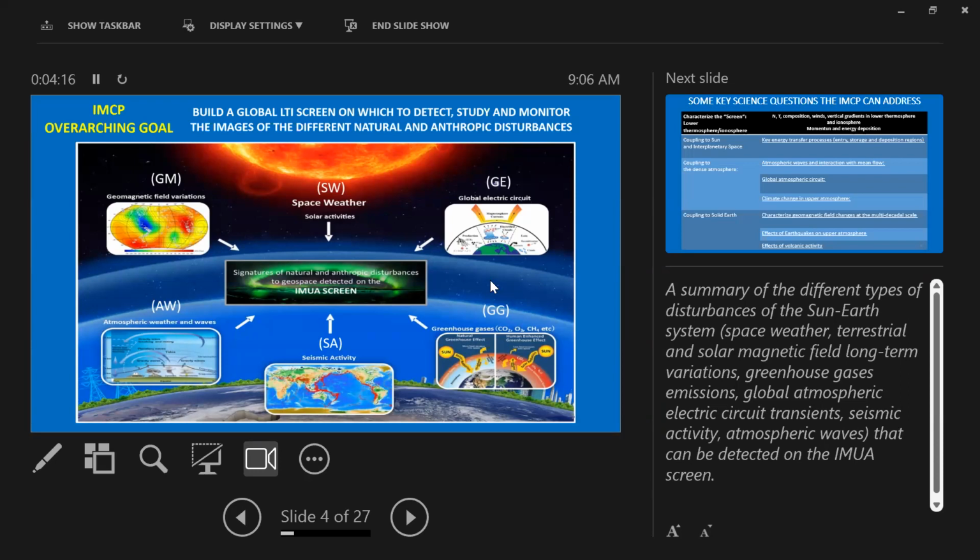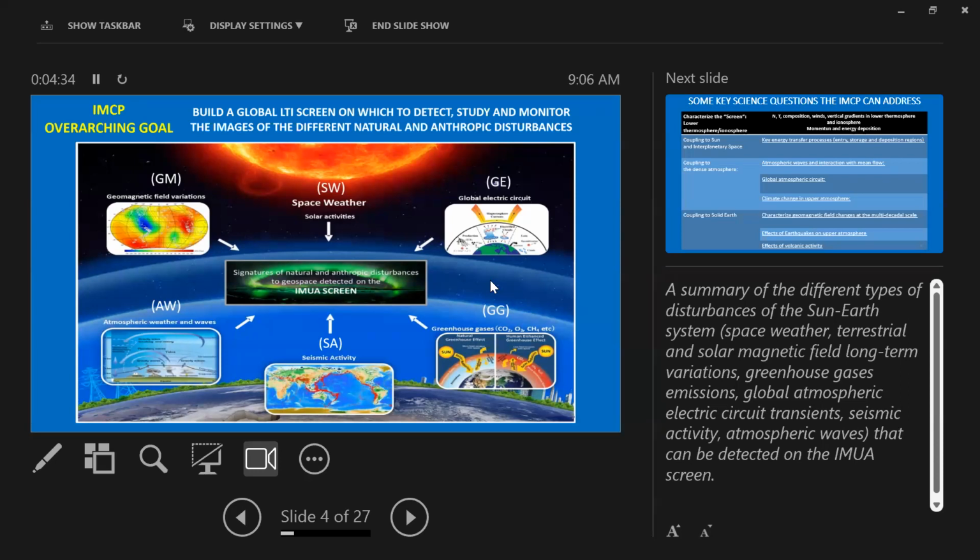Atmospheric waves propagating from below and breaking into the upper atmosphere. Seismic activity. We don't know exactly what the processes are, but it's something to be studied. And finally, the effect of greenhouse gases, which means basically climate change in the upper atmosphere.